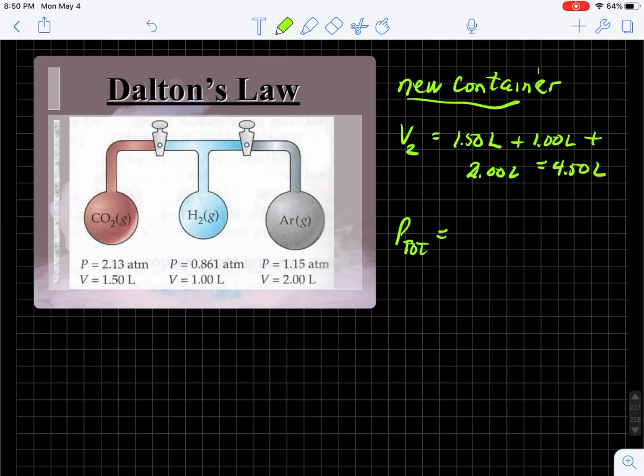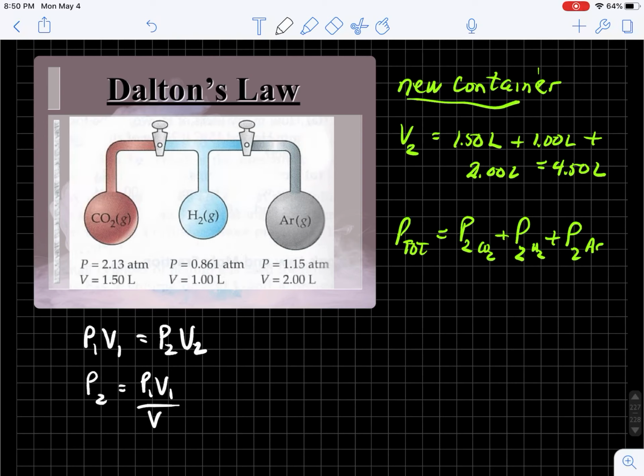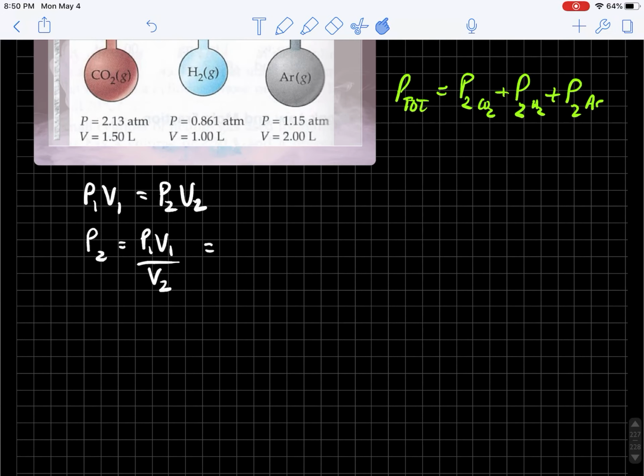So before we get the total pressure, we really have to make an adjustment. We need P2 for the carbon dioxide, and P2 for the hydrogen, and P2 for the argon. We need the new pressures after you open the valve. So here's how you calculate them. Do each one and apply Boyle's law. So you do P1V1 equals P2V2, and then you solve for P2. Now if it's free response, you only have to write the equation once and solve it. So we're going to substitute in for each of those 3 gases.